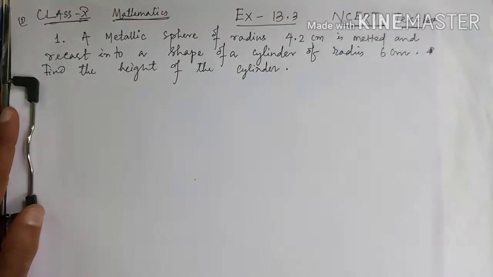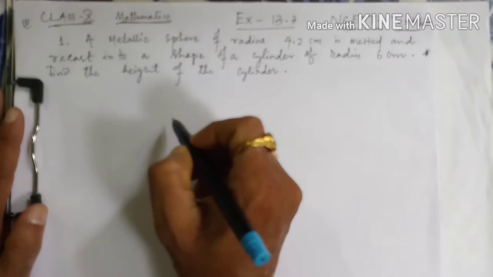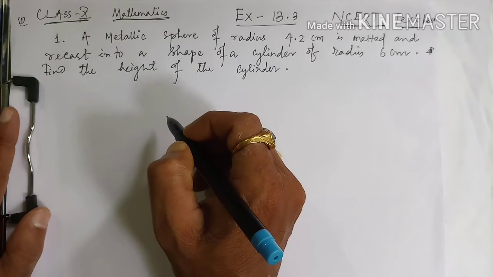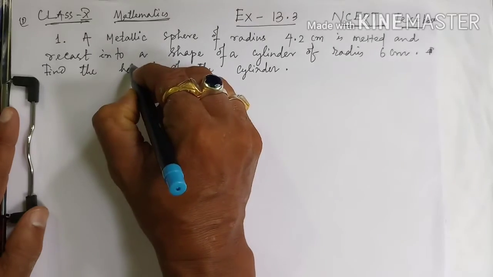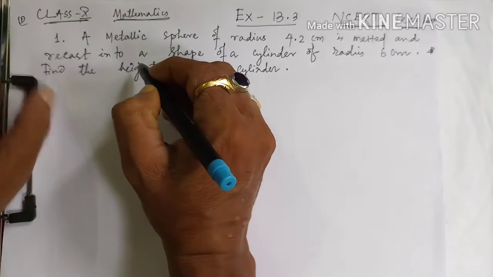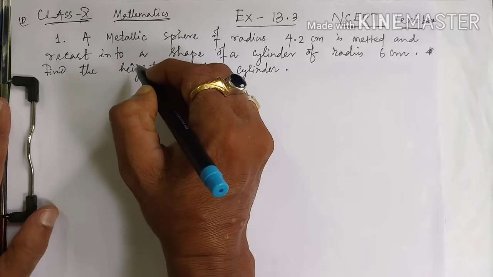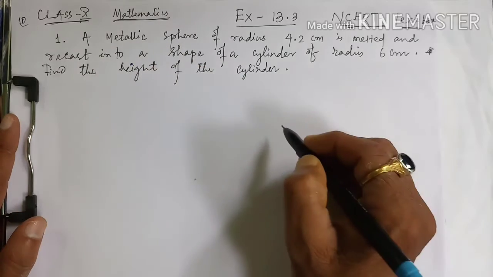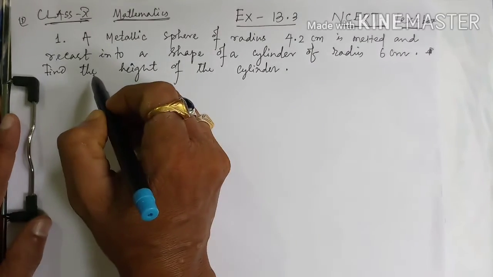Today we are going to start exercise 13.3 of your NCERT textbook. The chapter is surface area and volume. The concept is that we have to convert solids from one form to another form. That means indirectly we are going to calculate the volume of the given specimen. So here is question number 1.